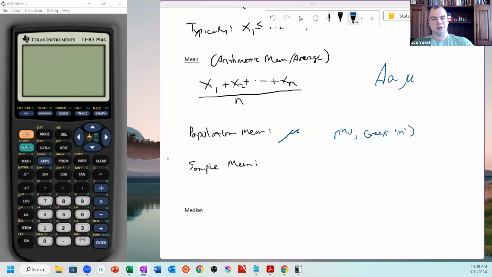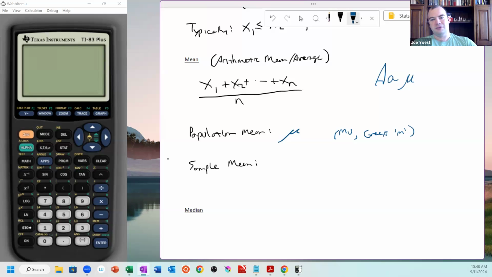So this is mu, the population mean. Our population parameters, we often write in Greek letters. And our sample statistics, we typically write in Roman letters, or American letters or English letters, whatever term you want to use.